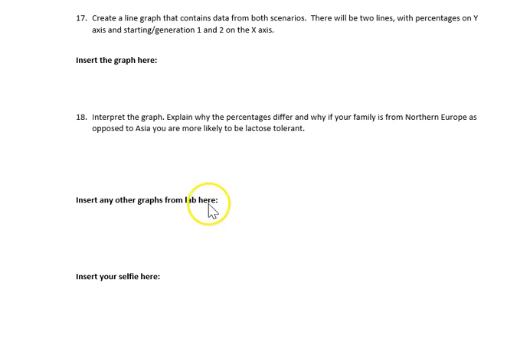Any other graph that you did from above on a separate piece of graph paper, you can insert it here so I can scroll down and see it, and then you're going to insert your selfie here. So again, if you have any questions with it, just let me know. And I will see you soon in the next lab.